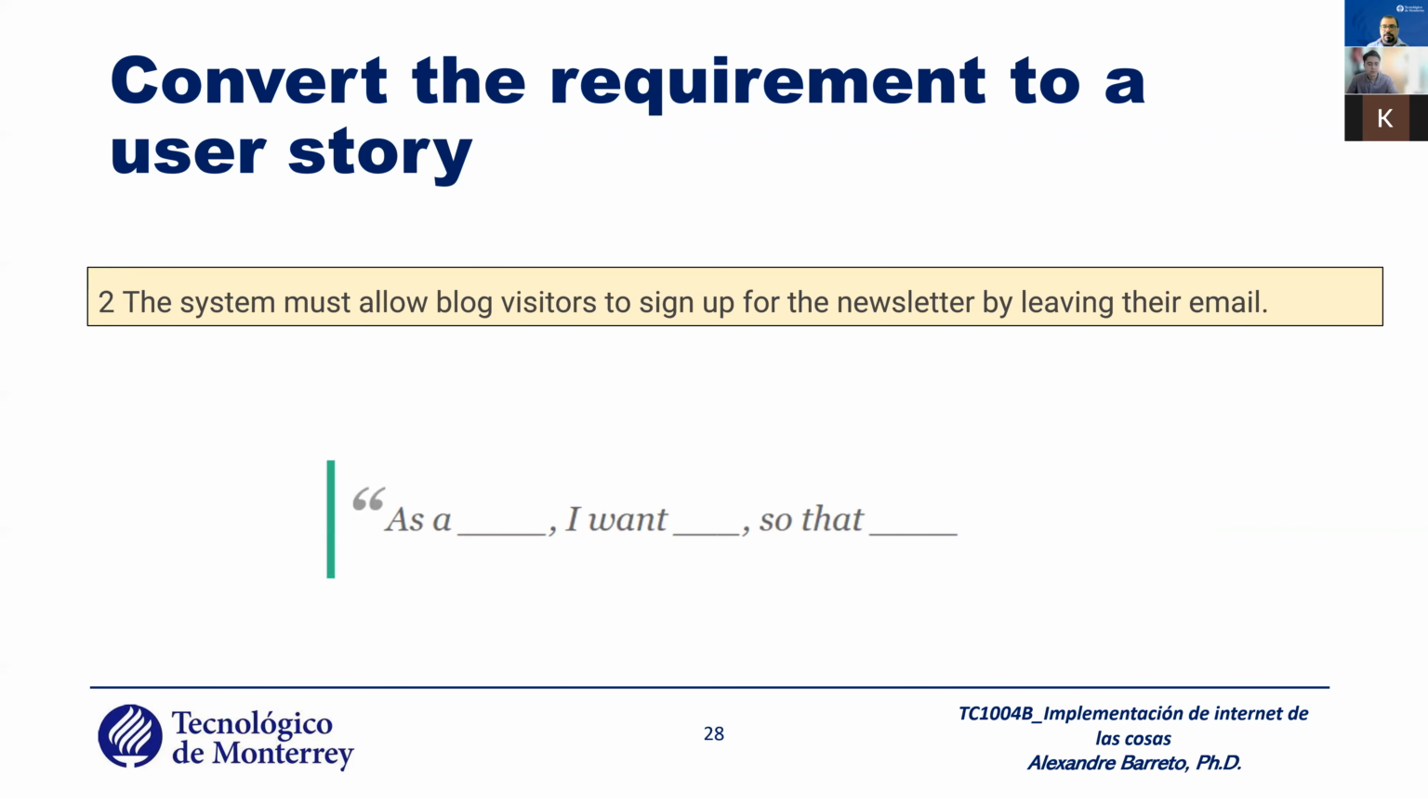And the new one is: the system must allow a blog visitor to sign up for the newsletter by leaving their email. Okay. Please build a new user story. 5 minutes.